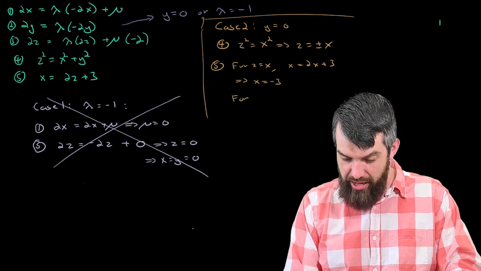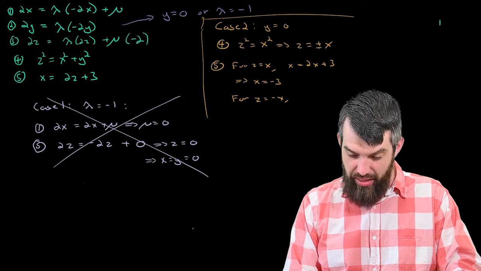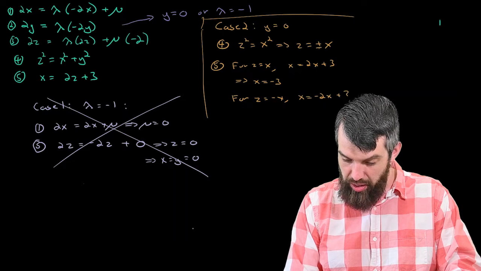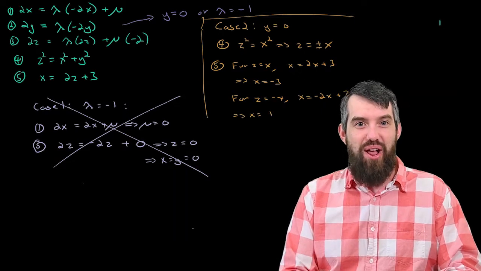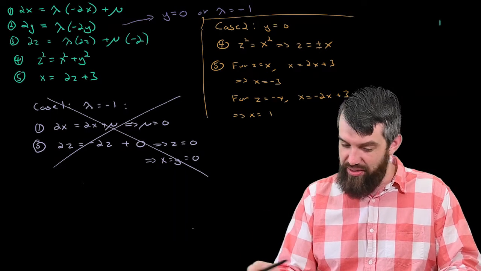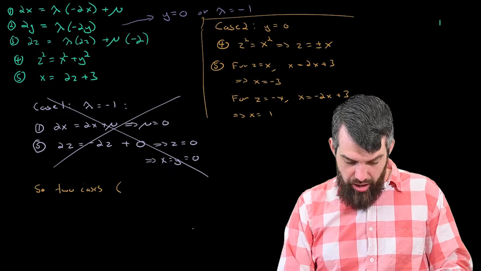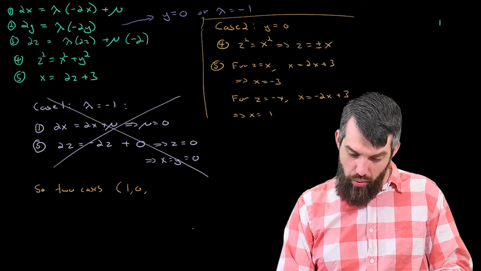Or for the case that z is equal to minus x, then you're going to be getting that x is equal to minus 2x plus 3, and that's going to imply that x is equal to 1. I've already now figured out the y components and the x components, and z's going to follow immediately. So I'm going to really say that there's going to be two cases. There is the point where we have 1, 0, minus 1.